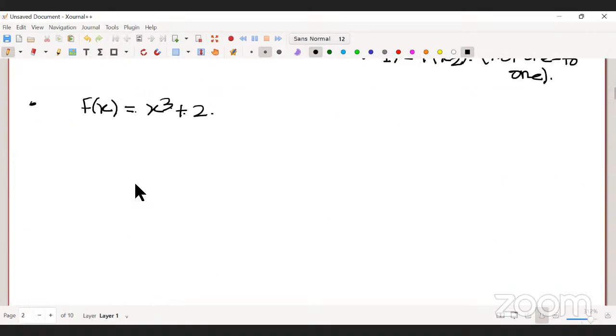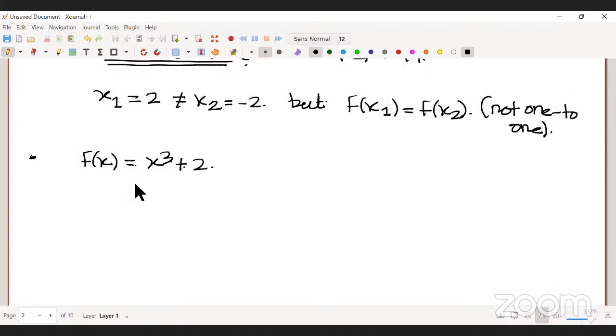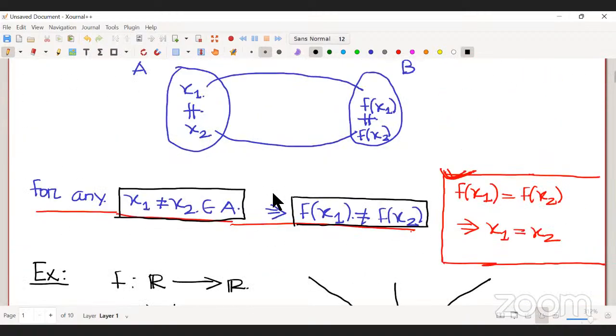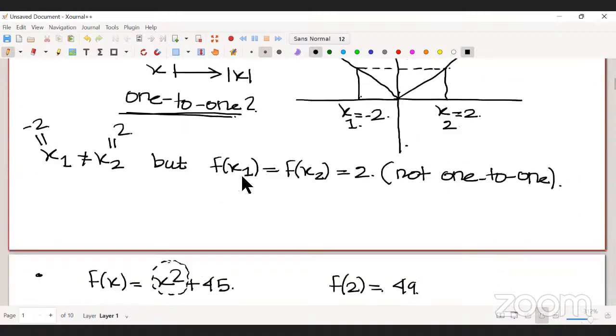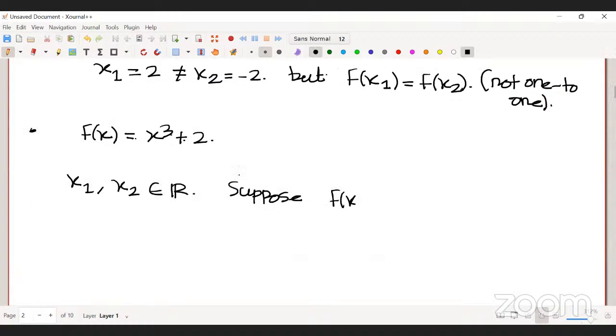Yes, sir. If we put x1, then it will give x1 cube plus 2. So suppose I have two elements in the domain, x1 and x2, which are in the domain of f. As I have mentioned here, there are two ways to show that a function is one-to-one. Now we'll use this second condition: if f of x1 is equal to f of x2, that means x1 is equal to x2. This is also one of the conditions to check whether a function is one-to-one or not. So suppose f of x1 is equal to f of x2.